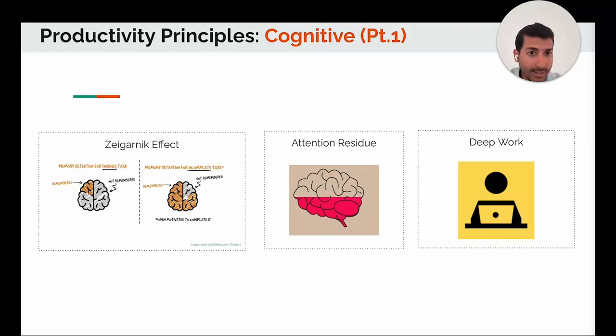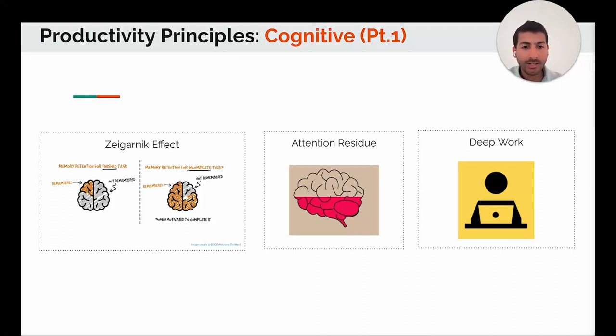And finally, let's examine the principles related to cognition. These include processes like thinking, reasoning, and remembering. Note that a lot of these concepts are interrelated, but it's good to know them individually so that you know how they relate to each other.